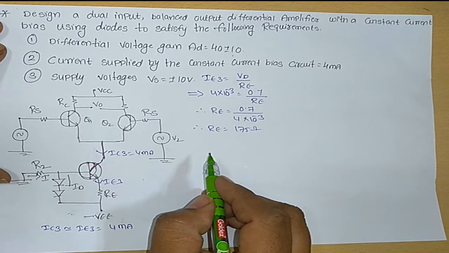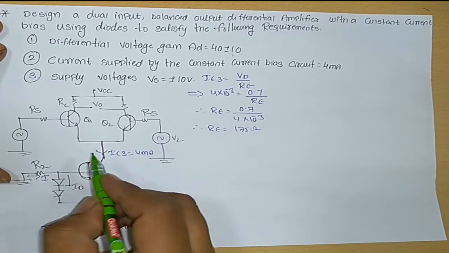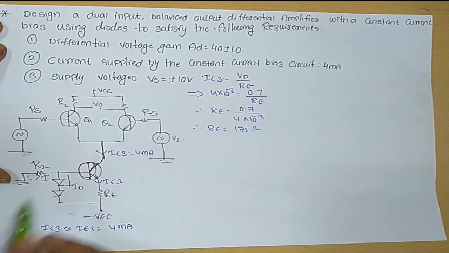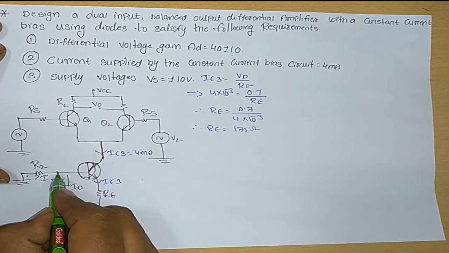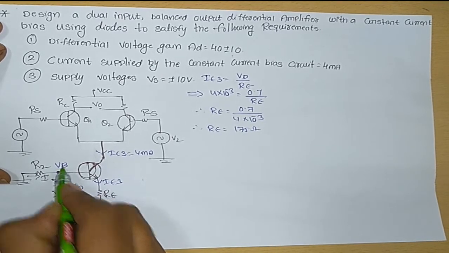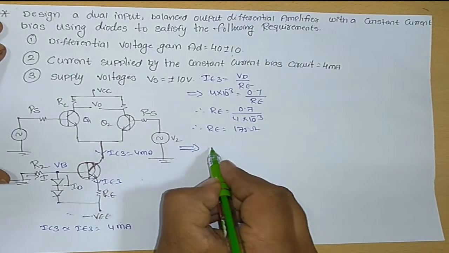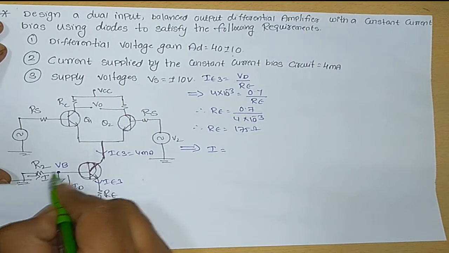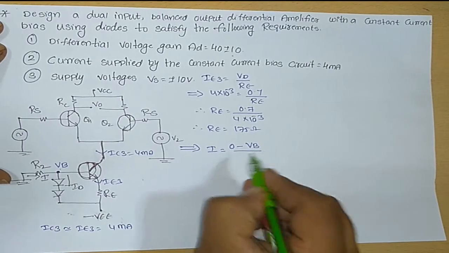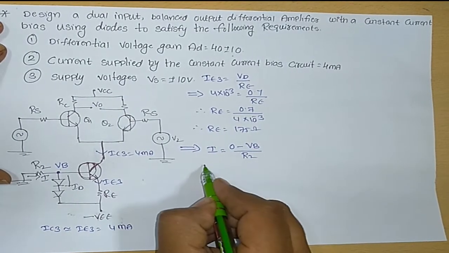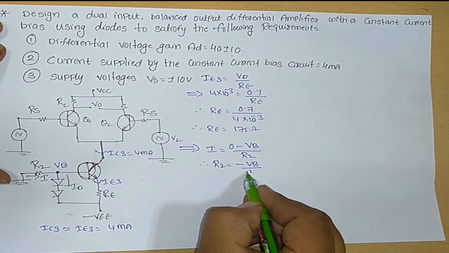Okay, and next we need to estimate the R2 resistor. So how to estimate this R2 resistor? For example, with respect to this constant current bias circuit, we consider the base voltage VB and we determine this current. From this circuit, the overall current I equals this potential minus this potential by this resistor, that is 0 minus VB by R2. Therefore R2 equals minus VB by current I.